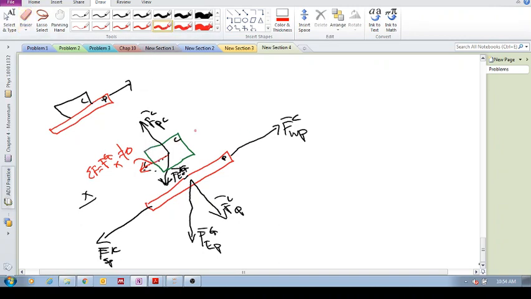Okay? But the question says it's going at a constant velocity. So if it's going at a constant velocity, it needs a counteracting force so that the sum of the forces in the x are equal to 0, which means that our acceleration is 0. So it needs another force in that direction. And what would that be? That would be our static friction force of the pallet on the crate.